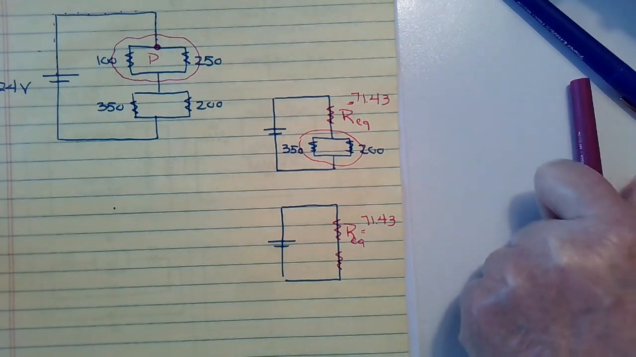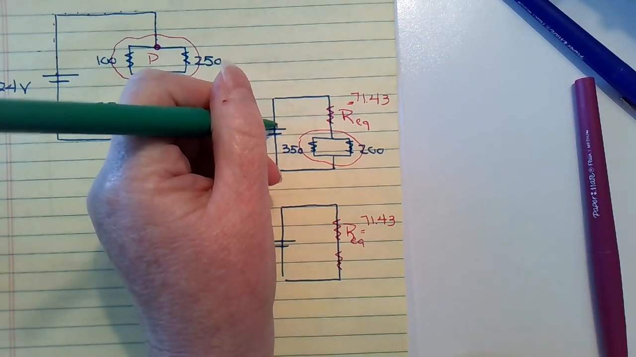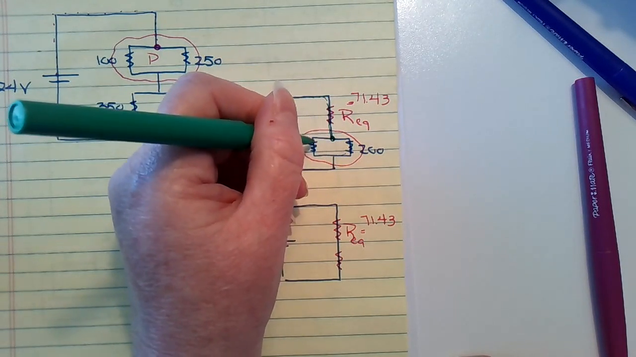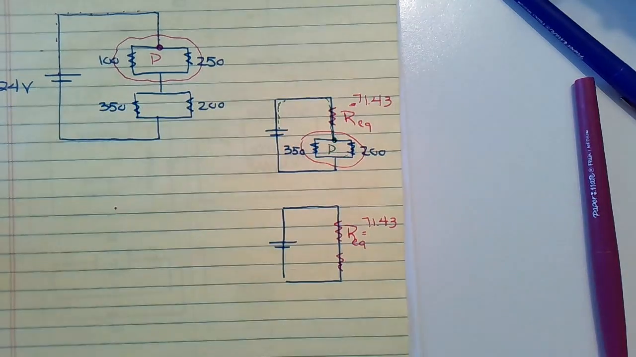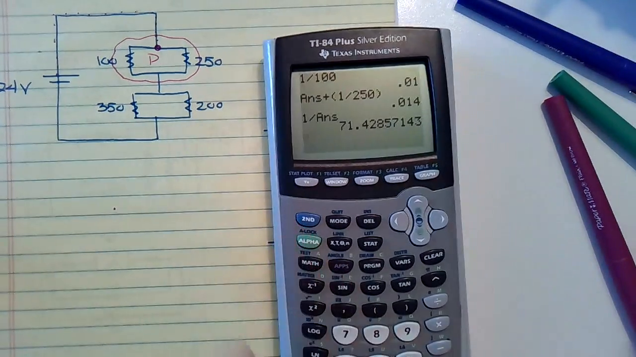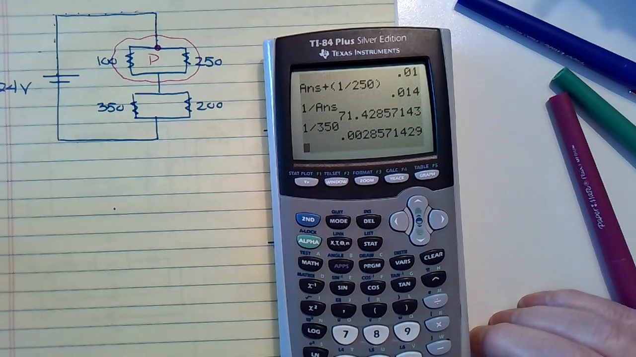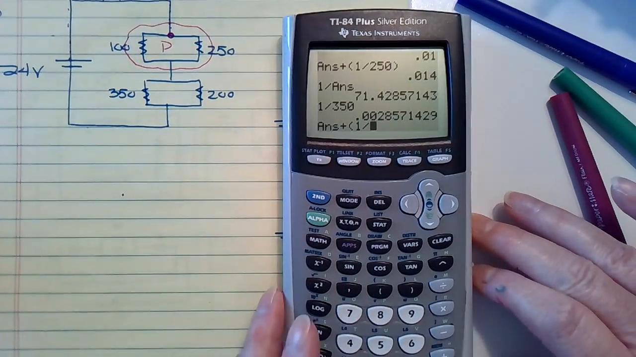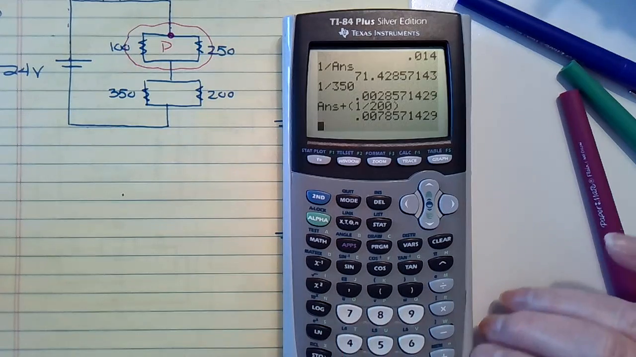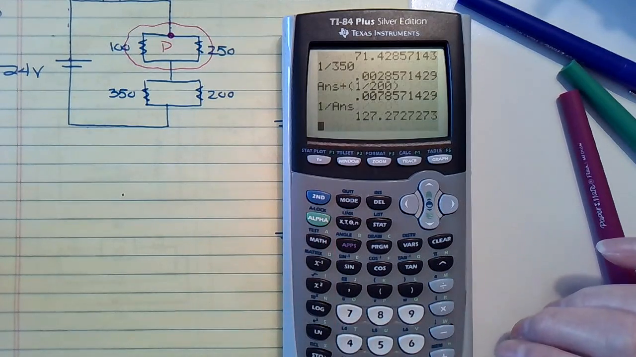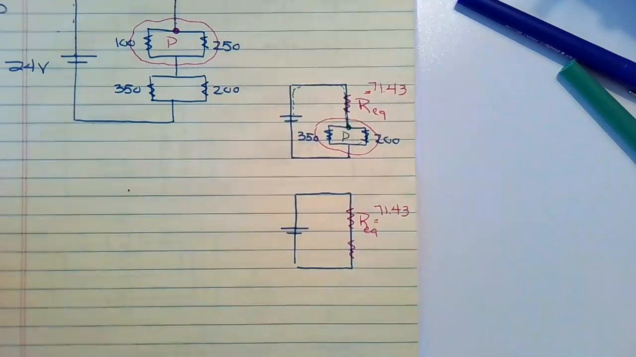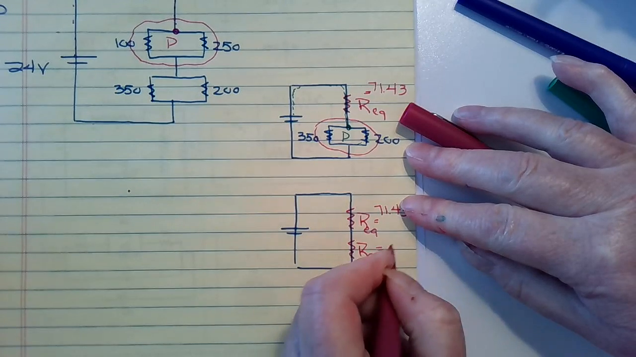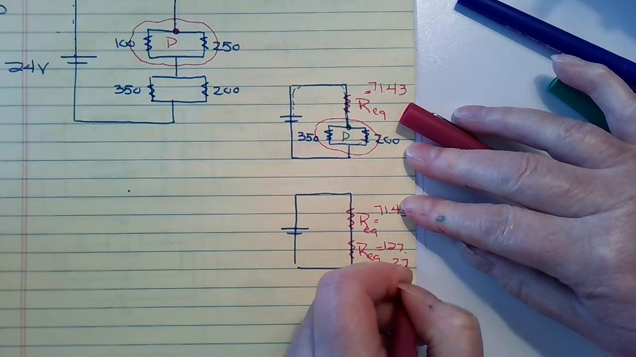Let's figure out what kind of circuit it is. So picture the marching electrons. They'd come around. They get right here. Some of them can go the 200 way. Some of them can go the 350 way. So this definitely is a parallel. So we're going to do 1 divided by 350 plus 1 divided by 200. 1 divided by the answer. I get 127.27. So REQ is 127.27.